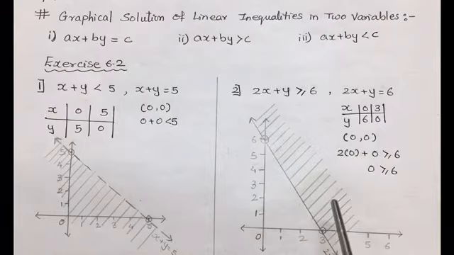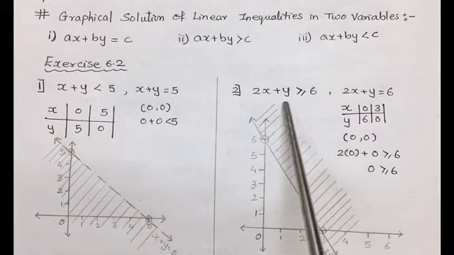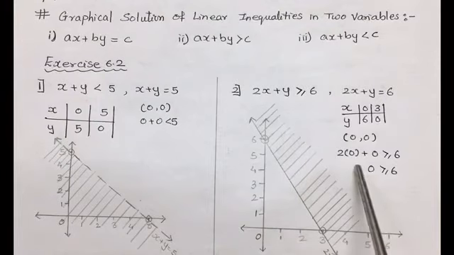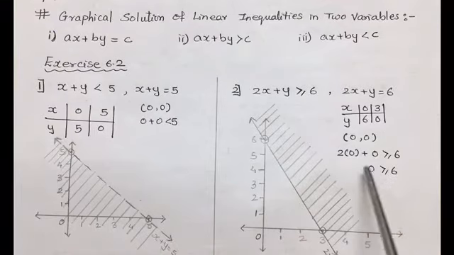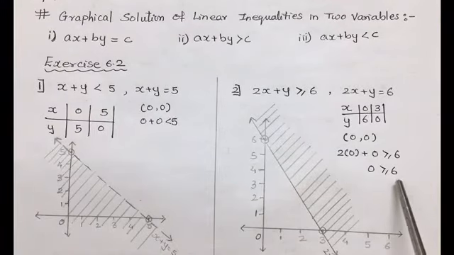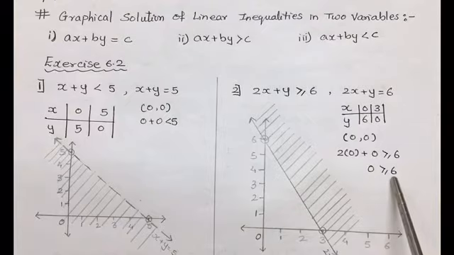Now to decide which side is to be shaded, after drawing this line, we have to take one of the points from either of the planes. So the best point is to select 0, 0. Selecting 0, 0 and putting it in this inequality, we get 0 greater than or equal to 6, which is wrong.